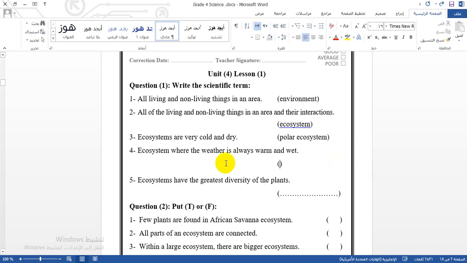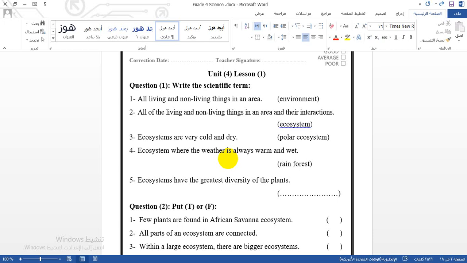Here they give you descriptions about some ecosystems by mentioning the temperature and the landform of a specific ecosystem. So from this description of this ecosystem, you have to understand which one it is exactly. So we have to write here the rainforest ecosystem. The rainforest ecosystem. It's called the rainforest ecosystem.